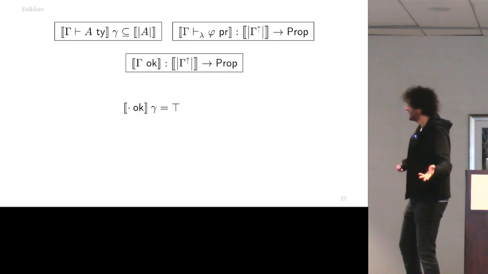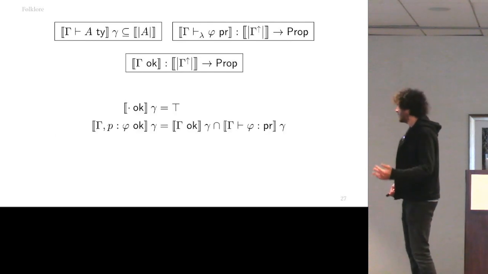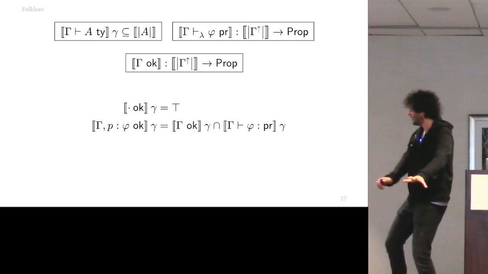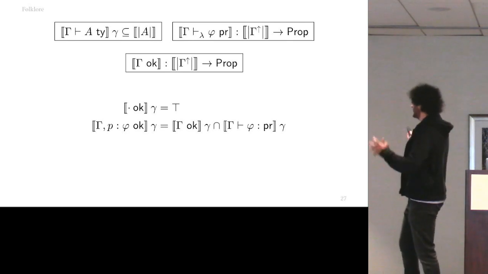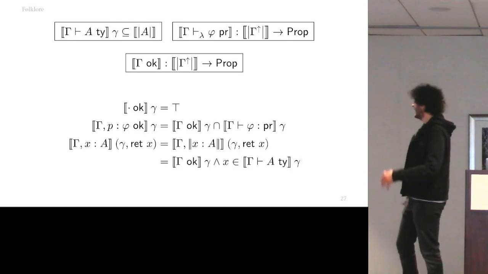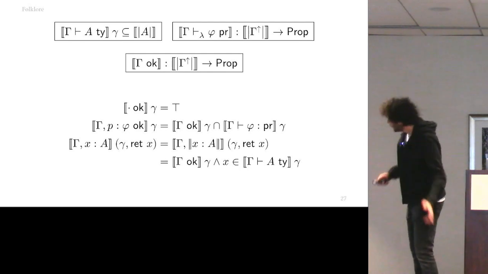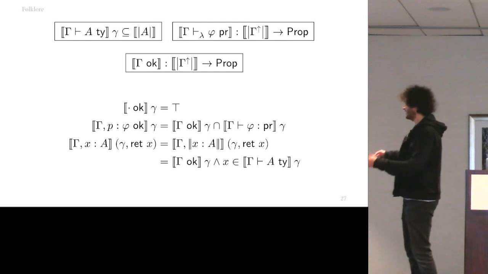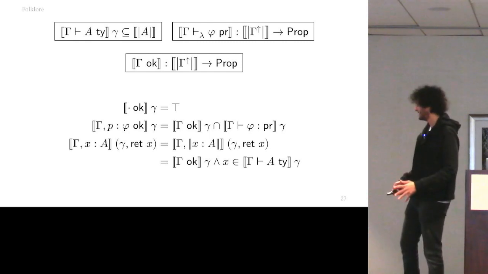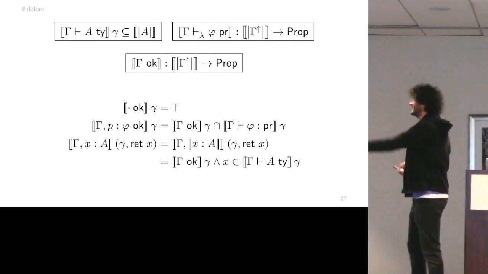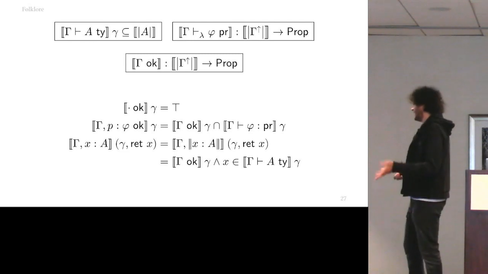So, empty context is valid. I really hope so. A context with a proposition is valid if that context is valid and the context satisfies the proposition. And finally, a context with a variable is valid in the same case where a context with a ghost variable is valid, and that just means the context is valid and the value assigned to that variable is valid. So, okay? It's a bit weird, but it's exactly what you'd expect, right?